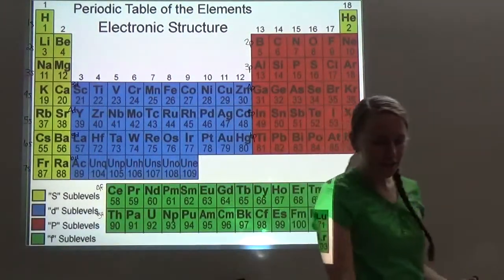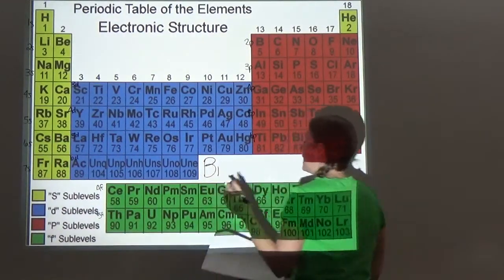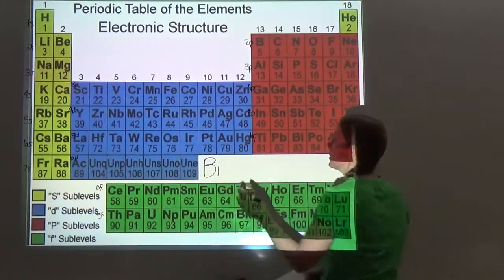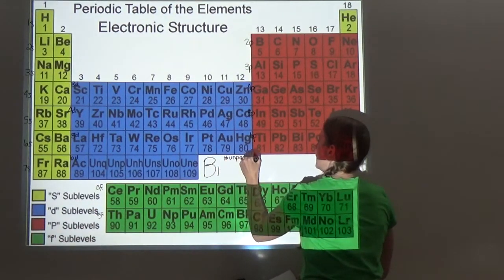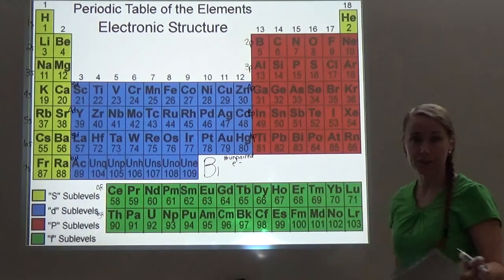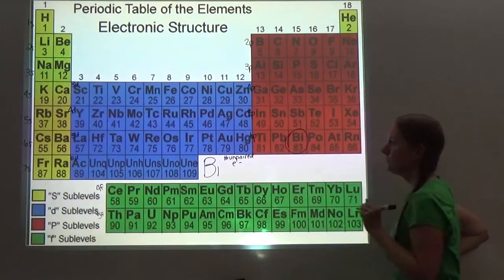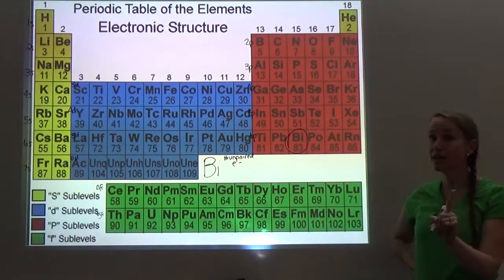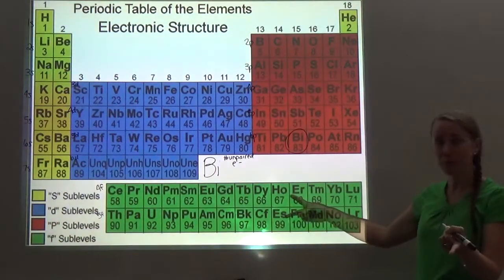All right, so our next one, it says Bi, but it also wants us to list the unpaired electrons. So I'm just going to leave myself a note so I don't forget to do it. All right, so we're doing Bi. So that's all the way over here. So this is the first time we are going to have to use the F sublevels. So let me show you where they plug in.